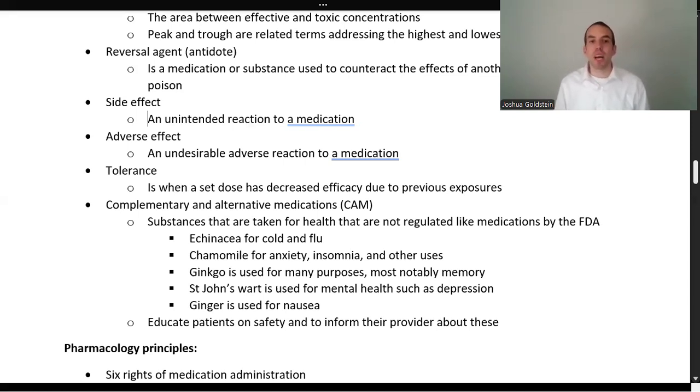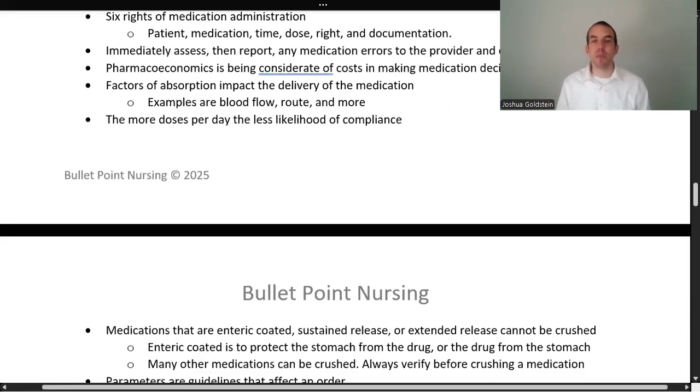Next, let's go through some pharmacology principles. The 6 rights of medication administration. I assume most schools, by the time you got to this class, you've already seen it at least once, but let's go through it real quick. Patient, medication, time, dose, route, and documentation. What does that mean?